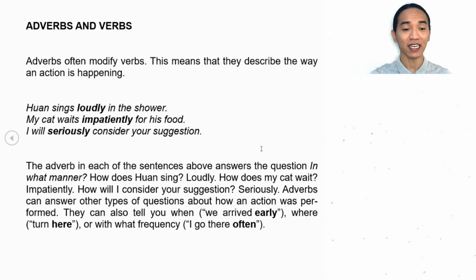Now, the adverb in each of the sentences above answers the question, in what manner? How does Juan sing? Loudly, right? How does my cat wait? Impatiently. How will I consider your suggestion? Seriously. So now adverbs can answer other types of questions about how an action was performed. They can also tell you when, where, and with what frequency, which we are going to talk about in the next coming lessons.